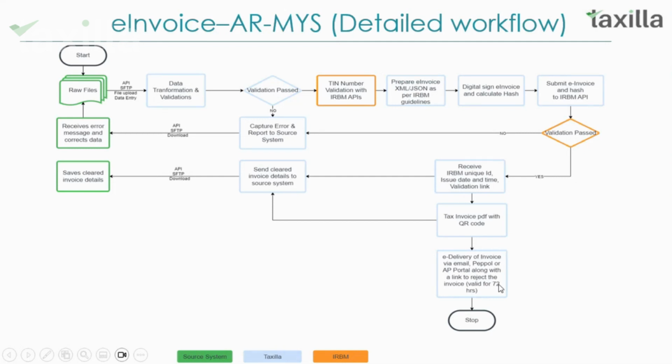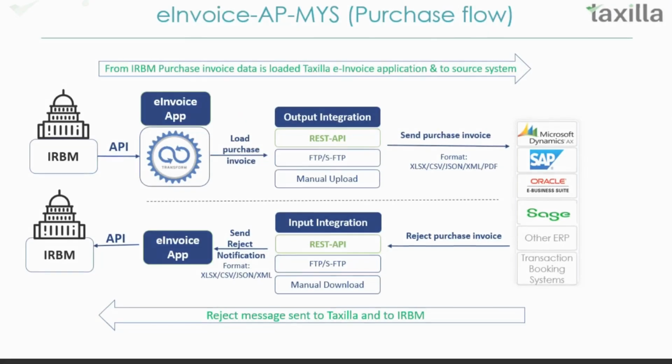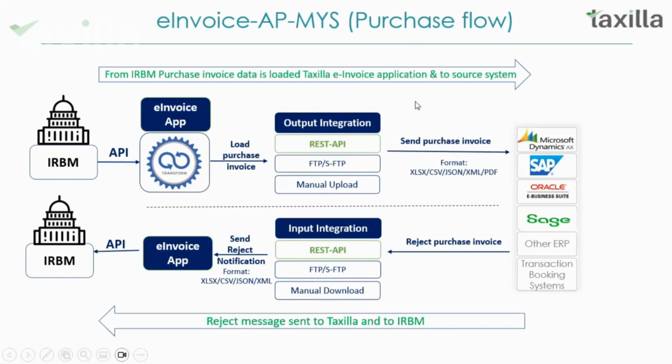And when we send an email, we can also send a link for them to reject that invoice within 72 hours, right? So all these options we will provide. Now let's look at the purchase side flow, right? You are down now. IRBM is providing an option to download your purchase invoices.